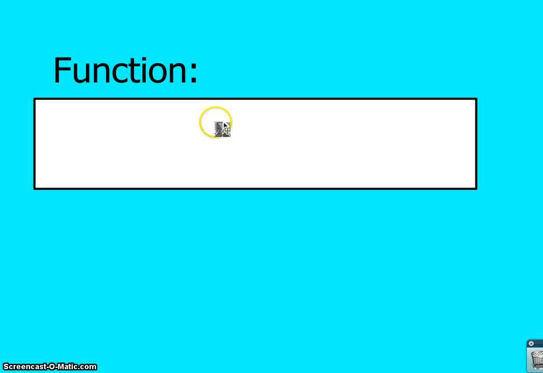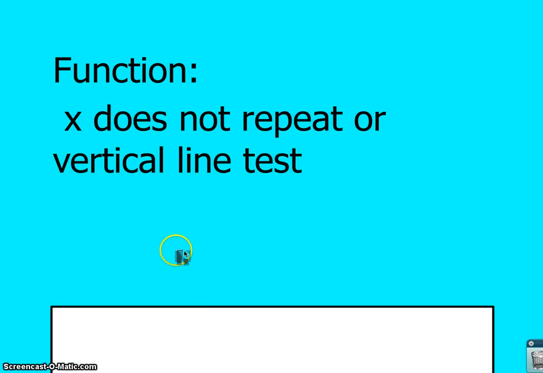How do you know if it's a function? Well, x cannot repeat. Or if they give you a graph, you do the vertical line test. The vertical line test says that a vertical line, which goes up and down, can only cross the line that's on the graph one time for it to be a function.